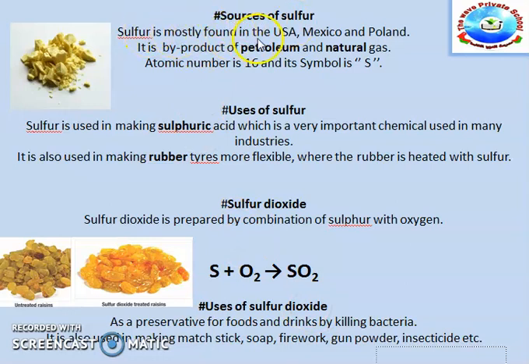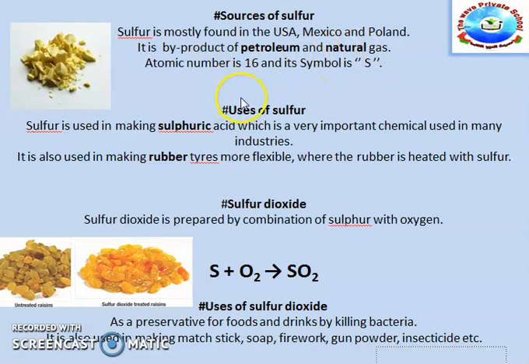Sulfur is mostly found in the USA, Mexico, and Poland. It is a byproduct of petroleum and natural gas. Its atomic number is 16 and its symbol is S. So students, you can see this image. This image is of sulfur. Its appearance is yellow in color. Okay? And it is found in its elemental form. Okay? And it is a byproduct of petroleum and natural gas.